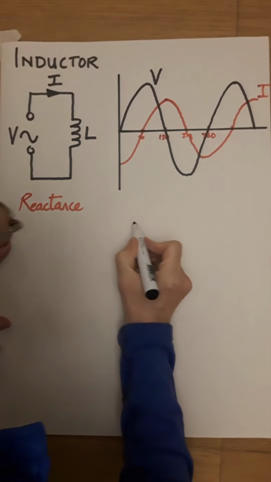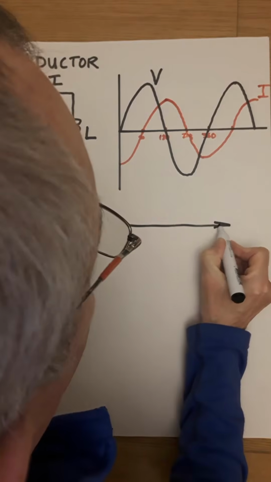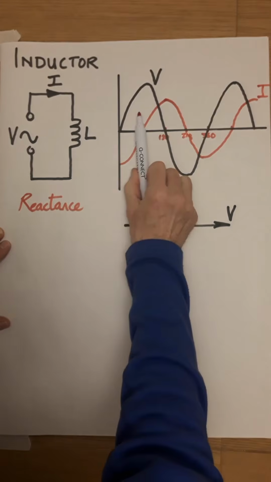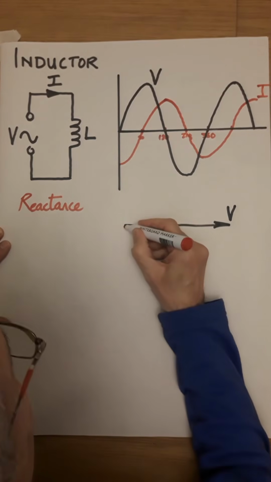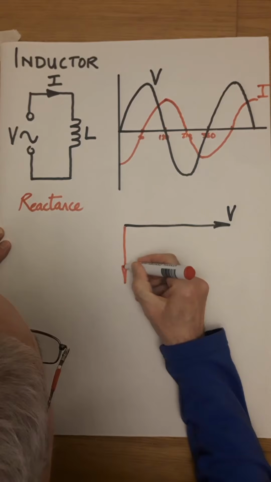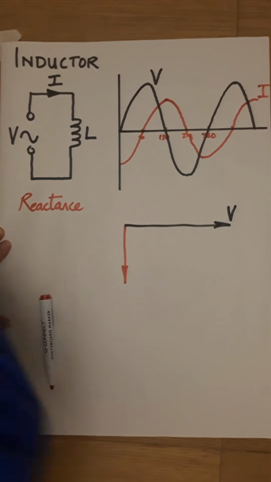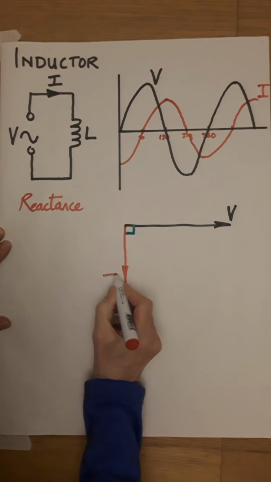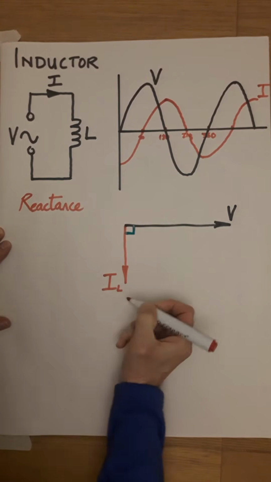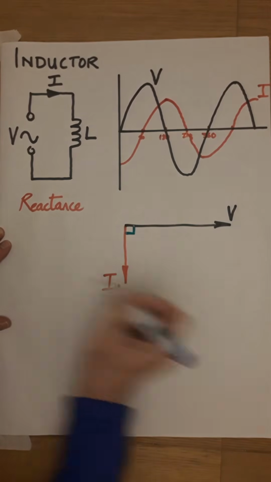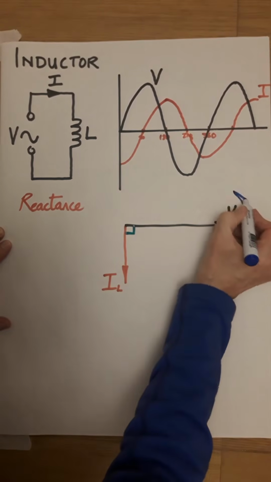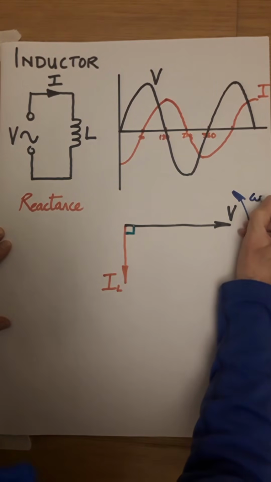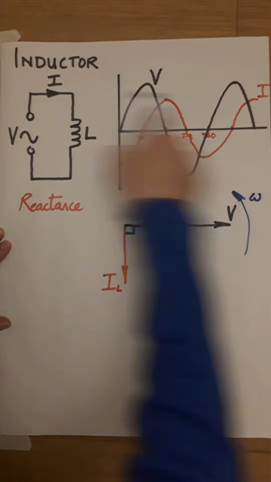So first of all, draw the voltage. There's the voltage. And then the current arrives 90 degrees later. So here is the current, and that angle between the two is 90 degrees. So this is the current through the inductor, IL. Just to finish this diagram, so we haven't got a load of arrows, this is a phasor diagram. That arrow rotates anti-clockwise, and there's omega to tell us angular rotation.